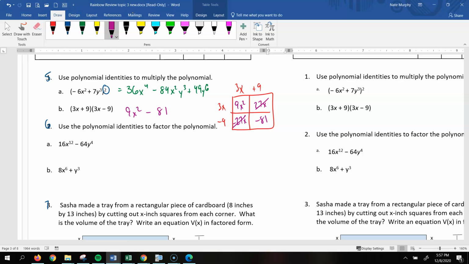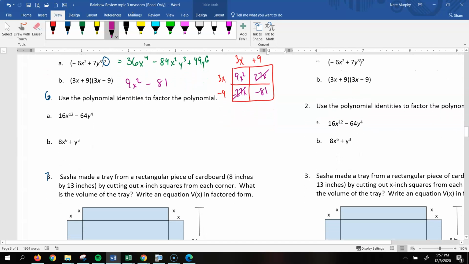All right, now we're going to factor. So now we have it in standard form, and now we're going to factor these. So you have to use those different rules. This one here, this first one, is a difference of squares. Now you're wondering, how do you know if it's a difference of squares?